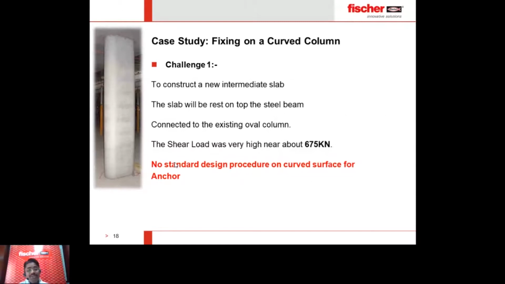Now, when we approached it and found the shear load for this one beam connection to the column, it came to 675 kilonewton, which is 67.5 ton. It's a huge force, right guys? When we tried to find a solution, we found there is no standard design procedure for a curved surface. How will we do the design calculation? The standard design calculation is always for a flat surface. So we came up with some engineering judgment and a solution.